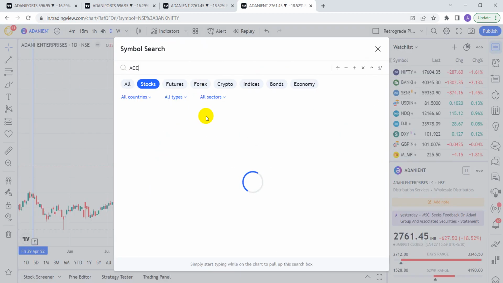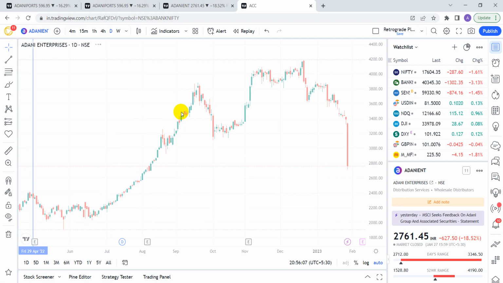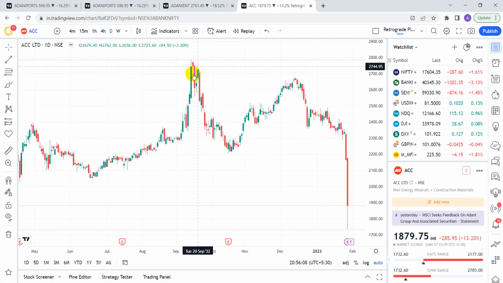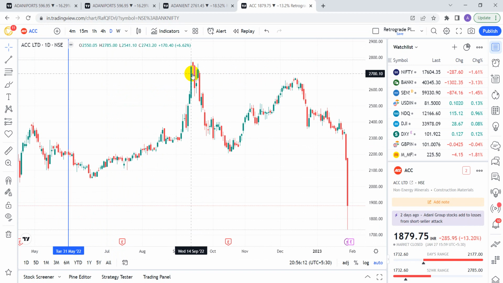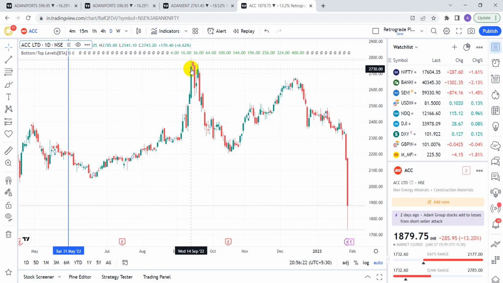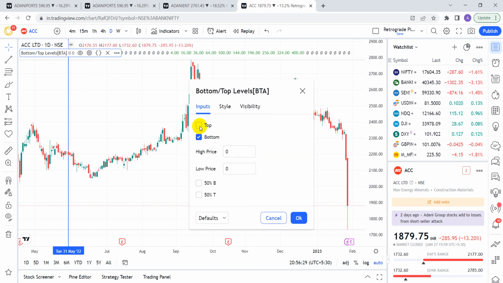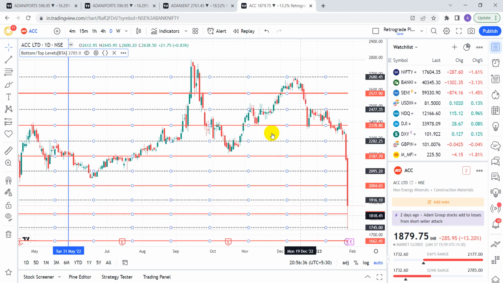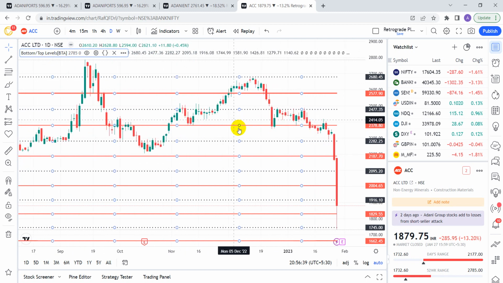ACC. As the stock is in a strong downtrend, first we'll note down what the major high is. It made a major high here, which was 2785. I go to my indicators, my scripts, bottom top. So the high here is 2785. Just come down here in the top. We are entering the top 2785 and select this, so it will generate smaller levels also. Yeah. So these levels are now here with us.